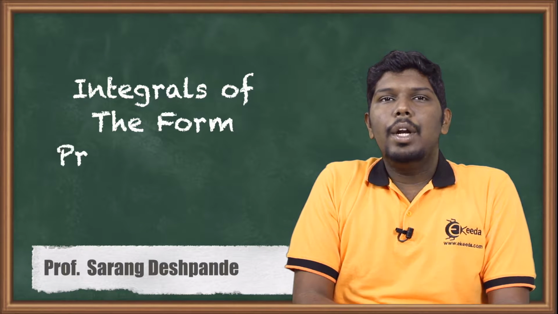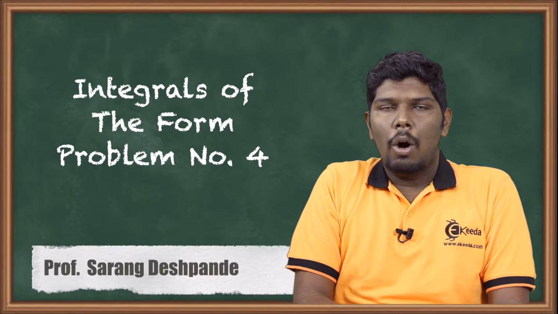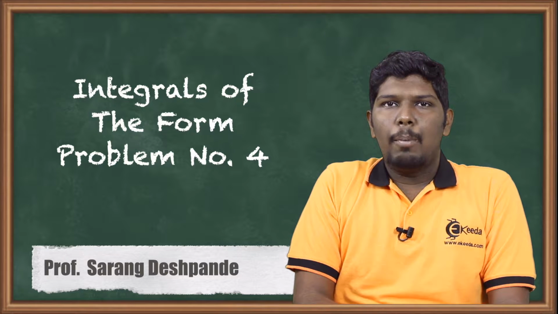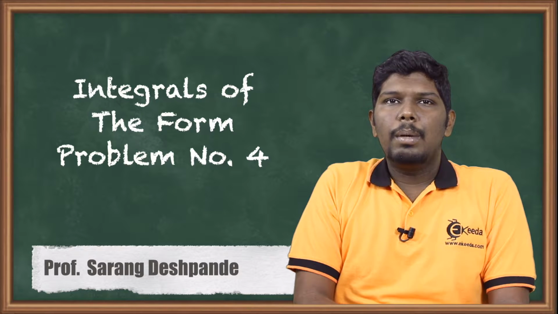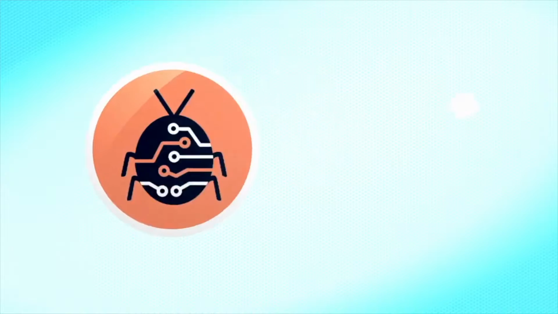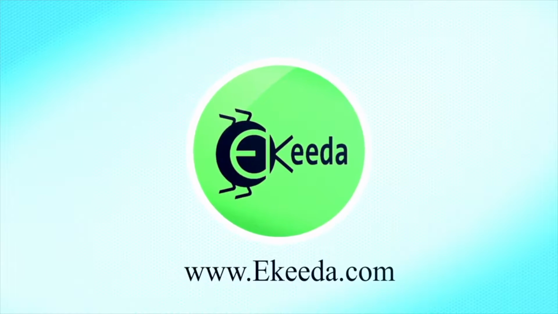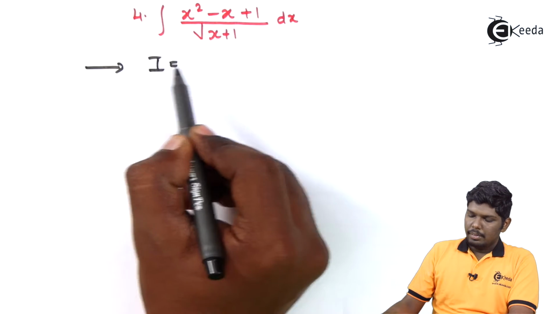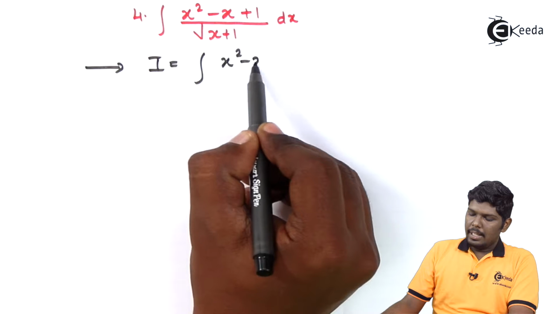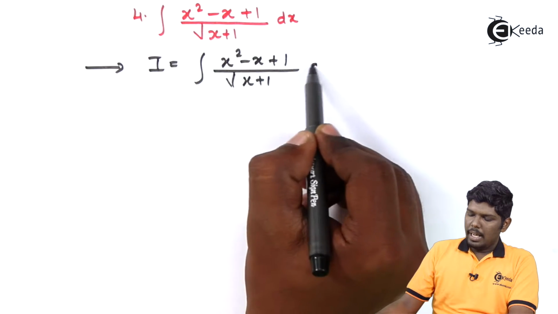Hello friends, in this video we are going to see one more problem on integral of the form integral f of x upon under root ax plus b dx. Let us start with problem number 4. Considering the given sum as I, we have integral of x square minus x plus 1 upon under root x plus 1 dx.